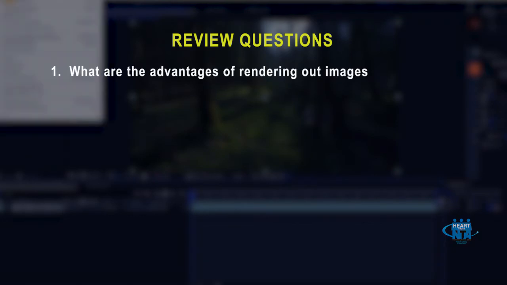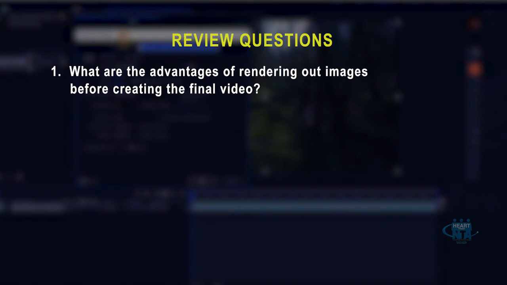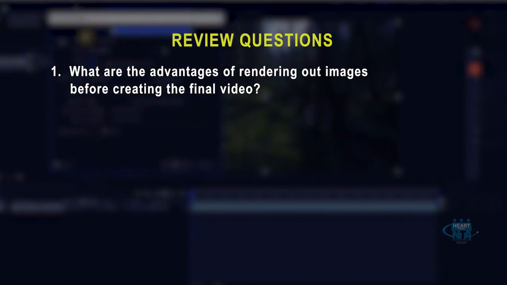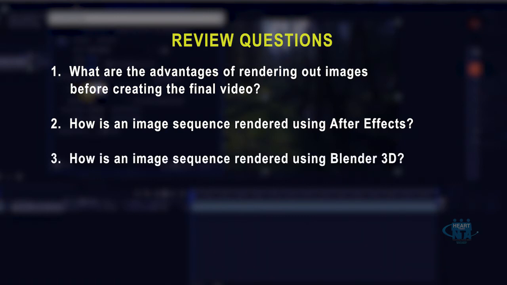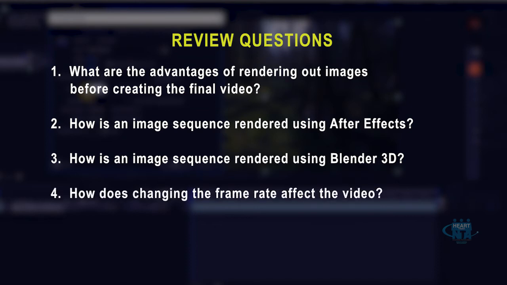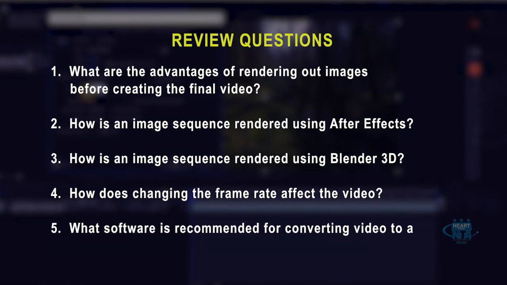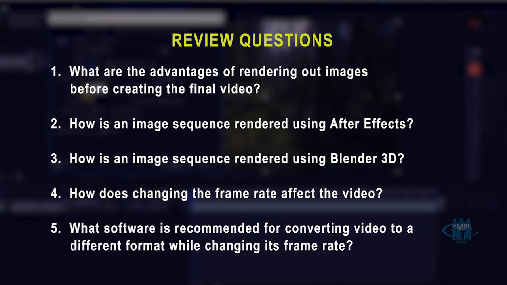Let's see how much you learned by answering these questions. What are the advantages of rendering out as images before you create the final video? How do you render out a video as a sequence of images using After Effects? How do you render out a video as a sequence of images using the Blender 3D software? How does changing the frame rate affect a video? What software is recommended for converting a video to a different format while changing its frame rate?